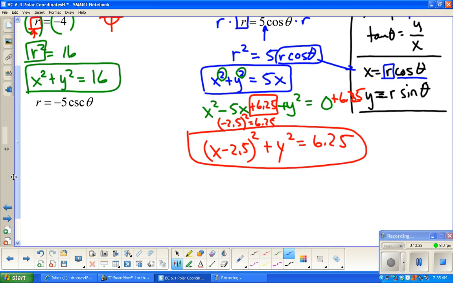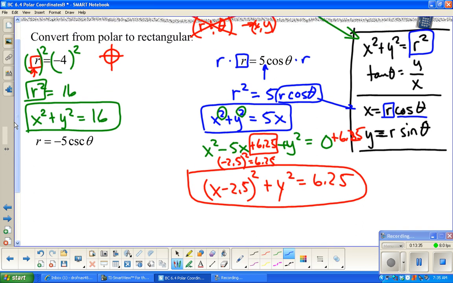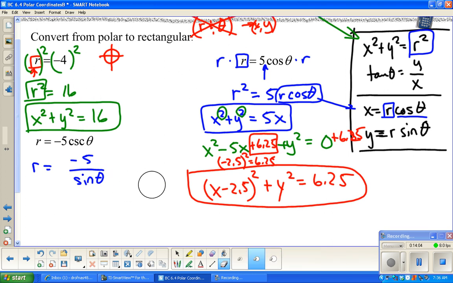Okay. And let's just do one more. Now, all of our little conversion things over here, none of them say anything about secant or cosecant or any of the reciprocal functions. So I'm going to do a little rewriting here. I'm going to rewrite this as r equals -5 over sine theta. Now, slow down. Don't try and make something out of sine theta here. You could technically make it y over r, but it's much easier if instead we multiply both sides by the sine of theta.